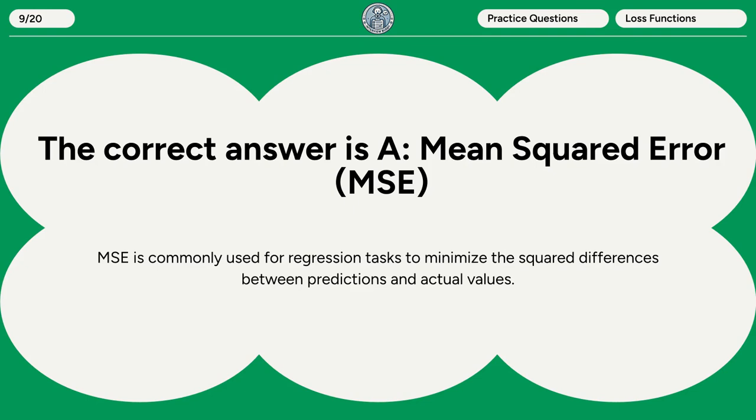The correct answer is A. Mean squared error. MSE is commonly used for regression tasks to minimize the squared differences between predictions and actual values.